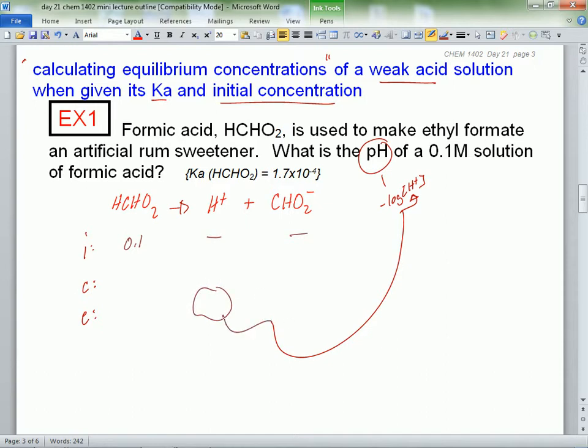Okay. The change row. Vivian, what did we do for that again? Negative X. Yeah, for products, they're always positive, right? For products, they're always positive X. The equilibrium row, our answers are at the equilibrium row, Danny. You'd have what then? 0.1 minus X, X, and X. Okay.